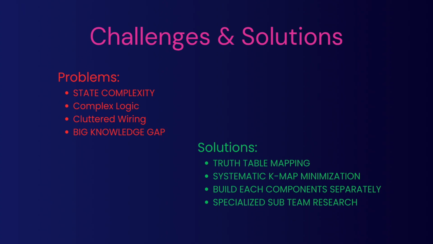Second, we struggled with complex logic. As we added features, our math formulas became too big. Simplifying them by hand is confusing and leads to mistakes. To solve this, we use the Karnaugh map, or K-map. This visual tool helps us simplify our math quickly and use fewer logic gates.